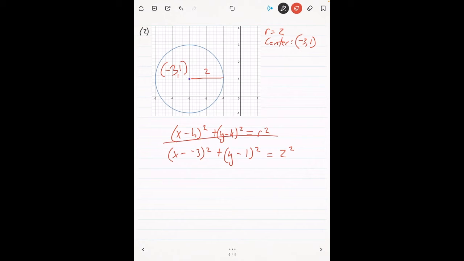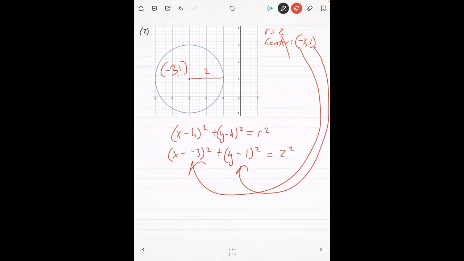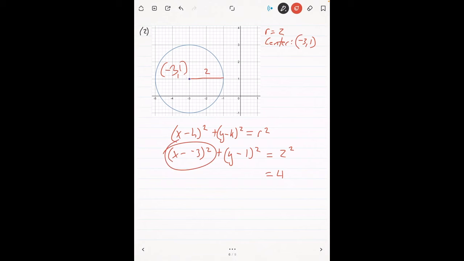All we did was keep the exact same format of the equation and just plug in. What's the x component? What's the y component? What's the radius? And that's it. That's all we had to do. Now we can simplify this because we know what 2² is. That's 4. And notice we have a double negative here, x minus -3. Why don't I rewrite that as (x + 3)² + (y - 1)².